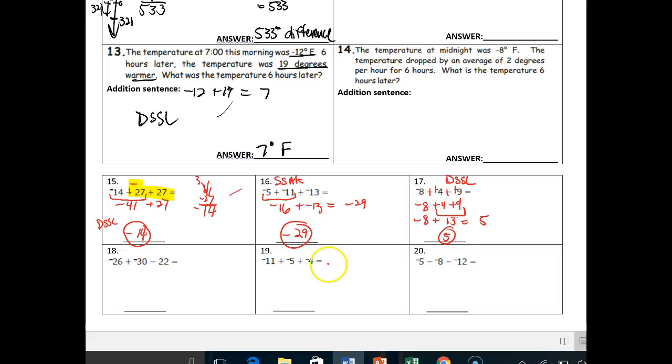So again, 18, 19, and 20 are exactly like those problems with just different numbers. So follow a similar process to those. Remember to label it DSSL or SSAK. Remember when you see minus signs, you need to do two things. There's no such thing as just taking a minus sign and saying it's a plus sign. No, it's either plus a negative or plus a positive. So you got to do two things.